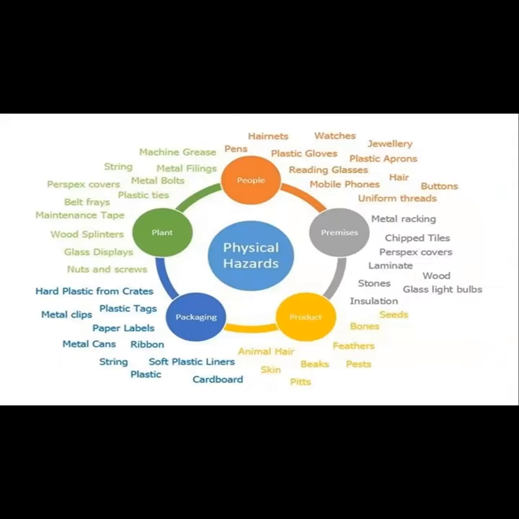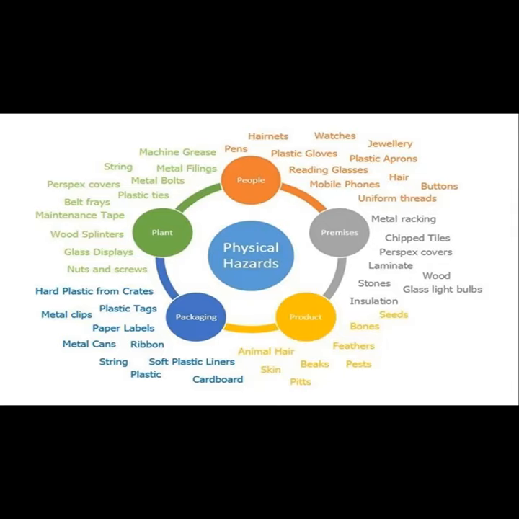Physical hazard. What is a physical hazard? Anything that enters physically, like wood, paper, pins, garments, buttons, hair, all are physical hazards. They basically come through people, premises, product, packaging, or plant. From people, like hair nets, employees or workers wearing watches, jewelry, plastic gloves, aprons, reading glasses, buttons, hair, uniform thread. That's why in the food industry there is a jewelry policy: we do not allow any kind of jewelry inside the factory premises, even earrings. Nail polish is also not allowed in the food factory.